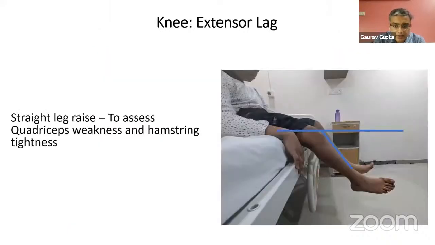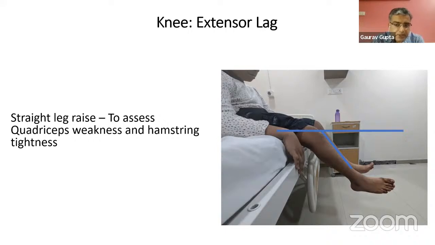Then let us discuss the knee examination. So for knee, we first try to see extensor lag. We make the child sit on a couch with spine straight, and we ask him to sit with the knees at the edge of the couch. Then we ask him to extend the knees with spine remaining straight. So the lag in full extension is calculated by measuring the angle between the horizontal and the leg, and that angle tells the amount of extensor lag.